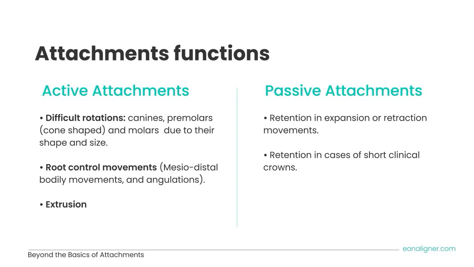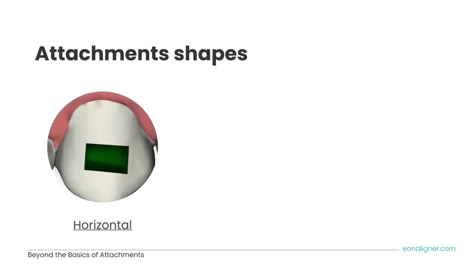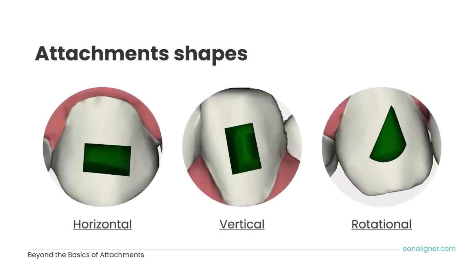If we are attempting to move or retract the whole anterior segment, the posterior part of the aligner will lose its grip. Hence, retention attachments are used. Now let's move on and talk about different attachment shapes used by Aeon. The photos here show horizontal, vertical, and rotational attachments.